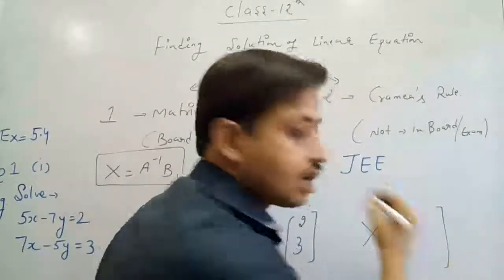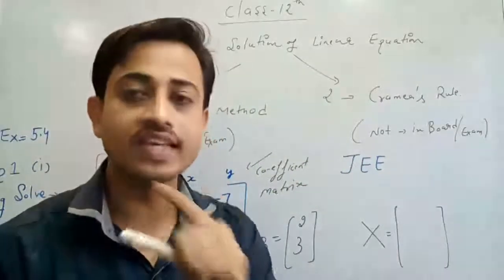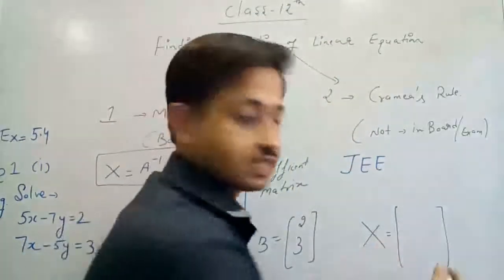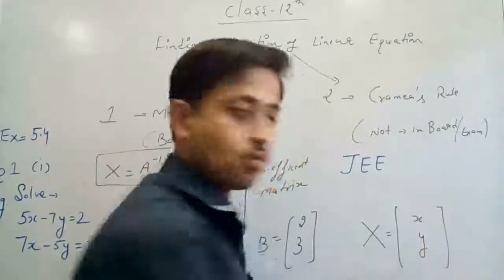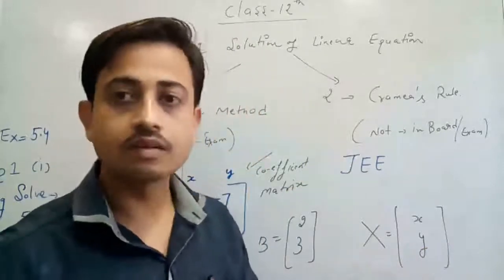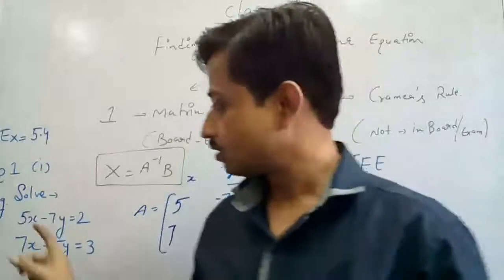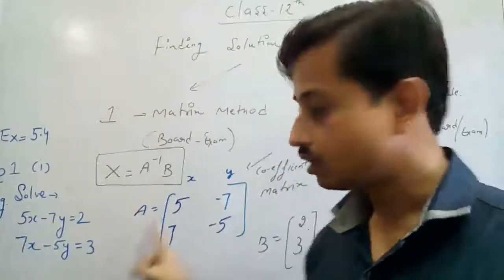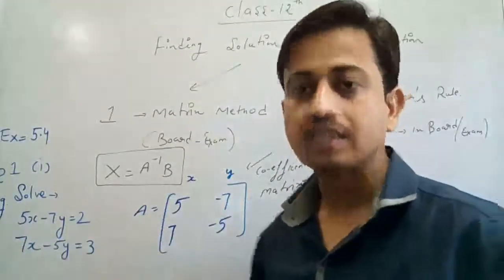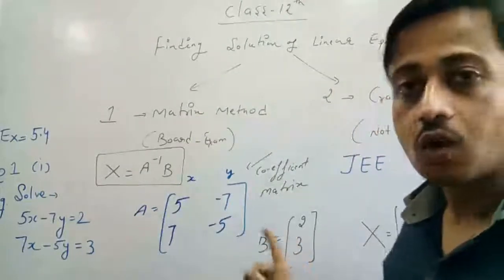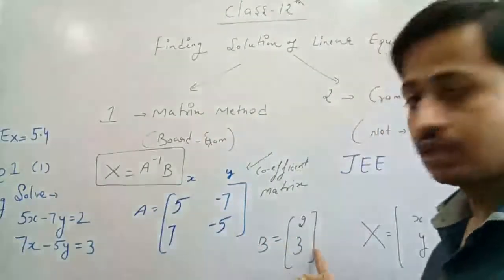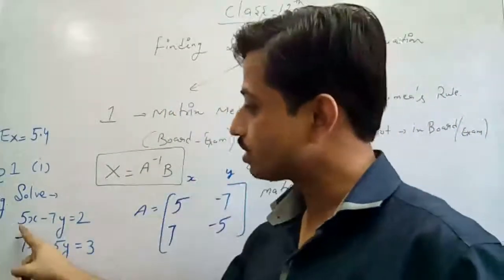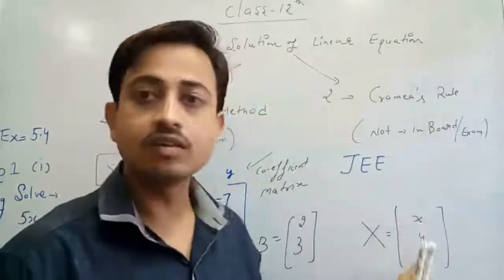Now what is X? X is also a matrix of variables. In this we have two variables, x and y. So this is your X matrix. Please take a look. You are given linear equations. You have to write first A. A is the coefficient matrix; you have to write its coefficients. Then you have to write B. B is the constant terms, that is here 2 and 3. Now X is your variable matrix. In this equation we have two variables, x and y, that's why I will write x and y.